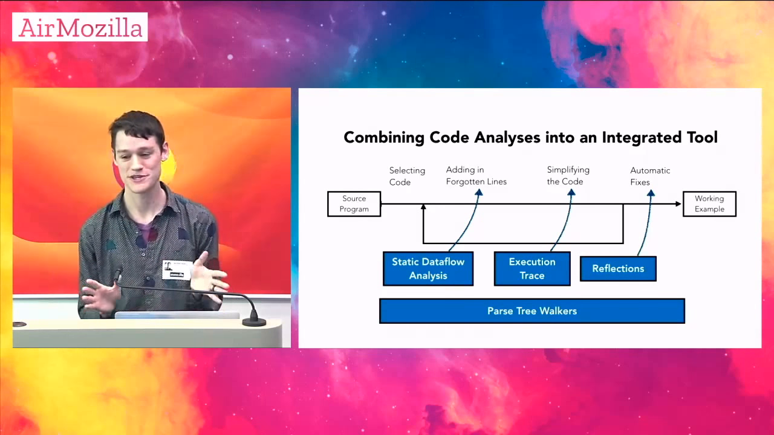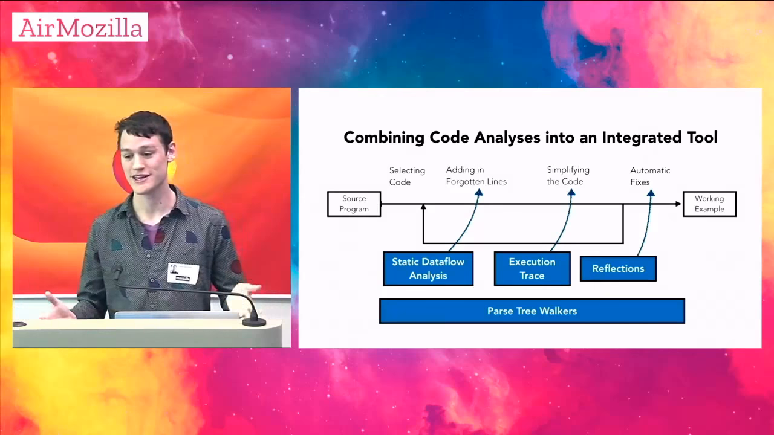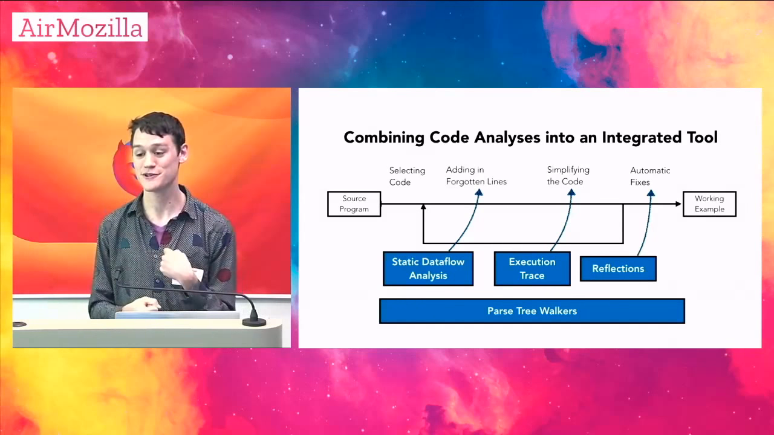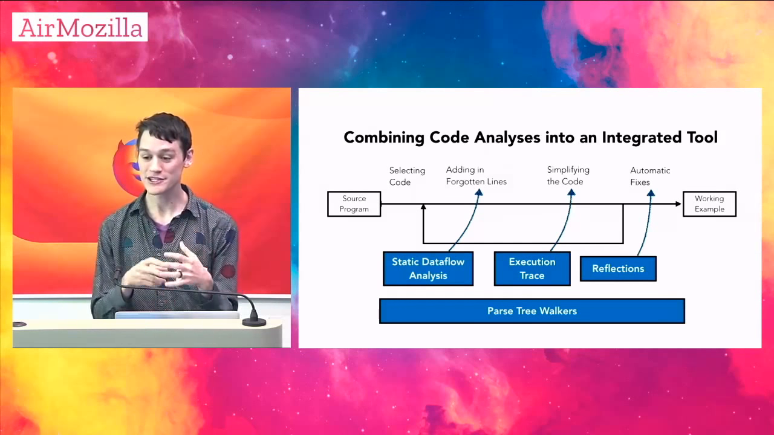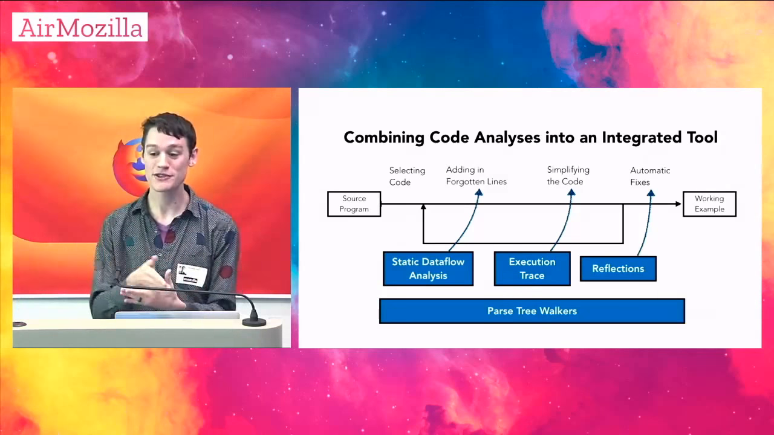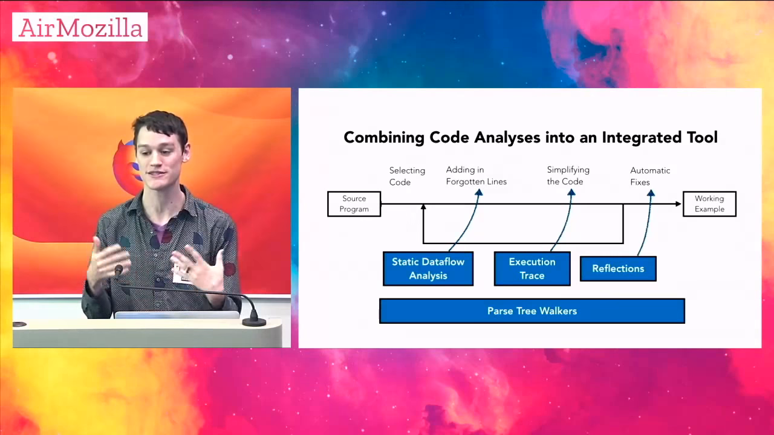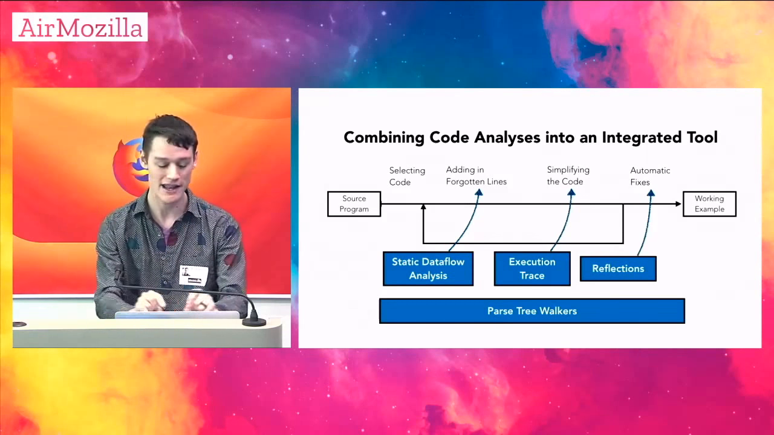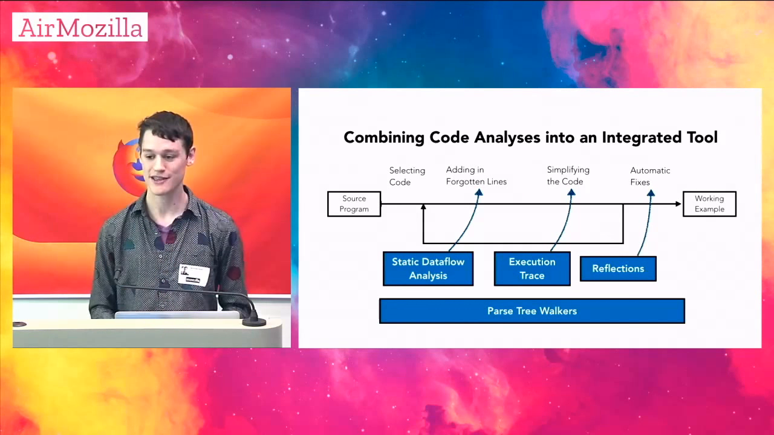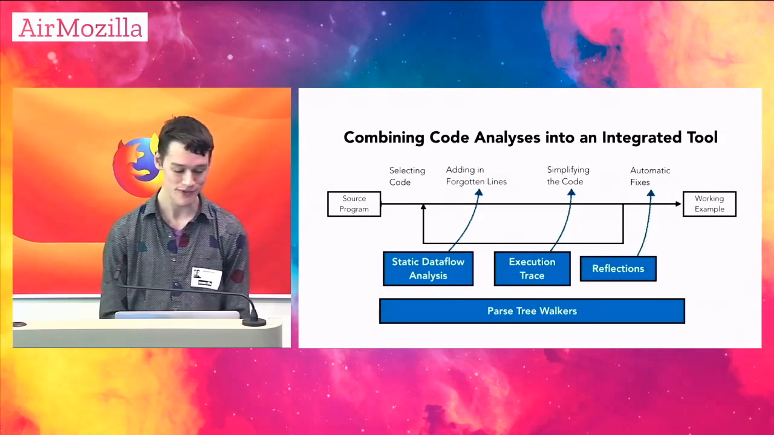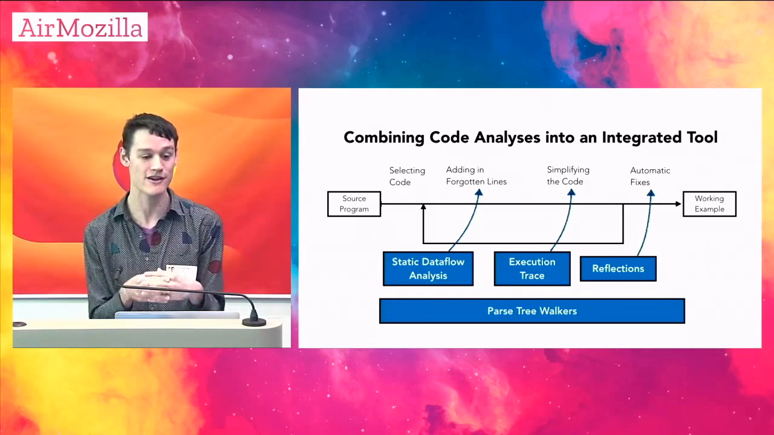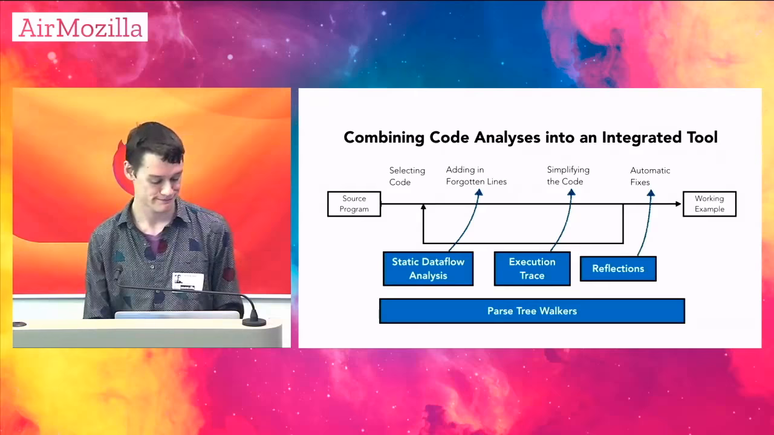And throughout all of this, we use a whole bunch of parse tree walkers, because what we have to do is we have to map locations from the analyses back to concrete locations in the original code that we can highlight and make interactive as someone is building up this example, mapping all of these analyses into these hooks in the code interface. So all of these things composed together make up a scooping tool.